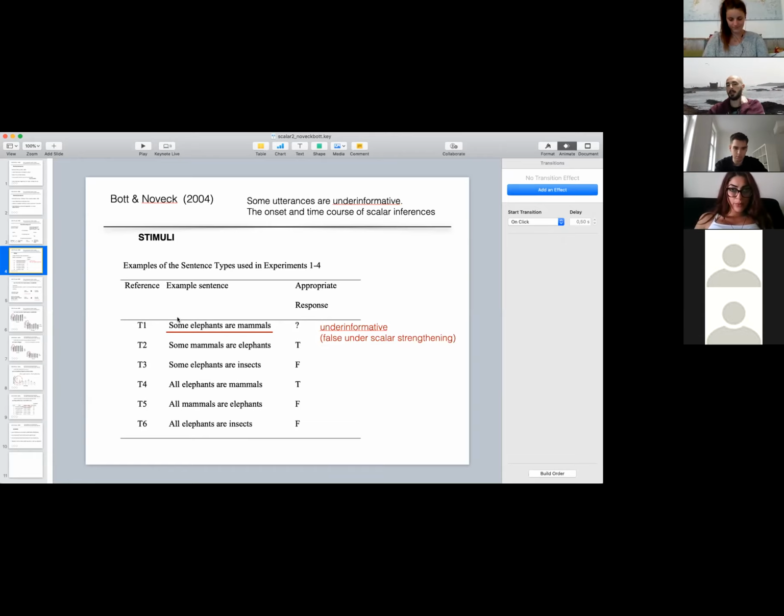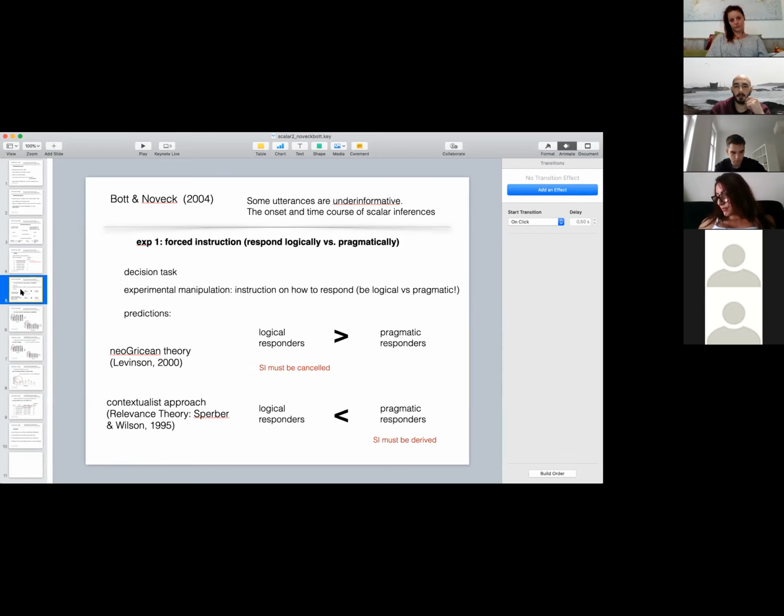And the critical condition was this, and this is called an under-informative sentence. Another way to define this sentence is to call it a pragmatic violation. What does it mean? It means that if you interpret this sentence pragmatically by adding the implicature, then it violates your knowledge about the word or about the context in which this sentence is evaluated. So if you interpret it pragmatically, it would be false, but if you interpret it logically, it would be true. That is the definition of pragmatic violation or under-informative sentences, okay?